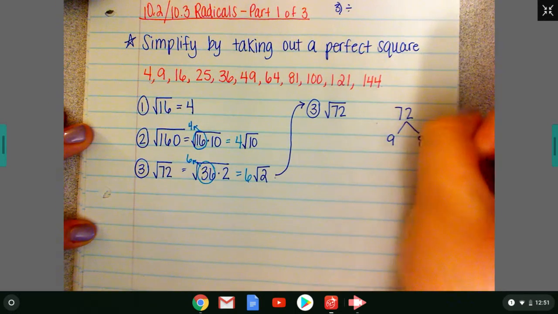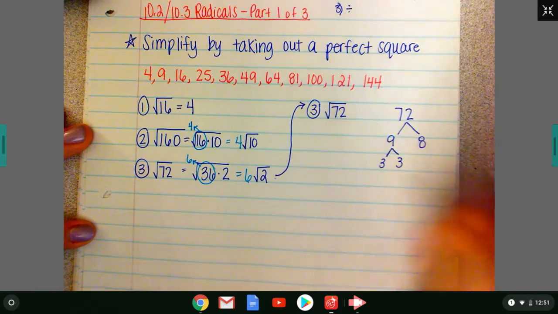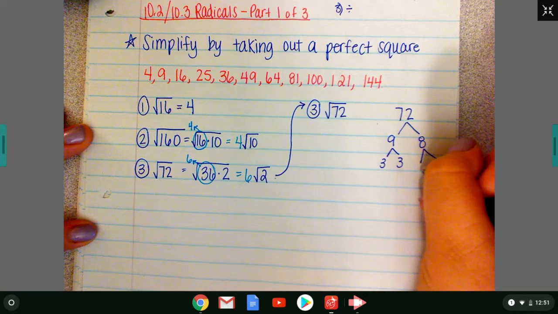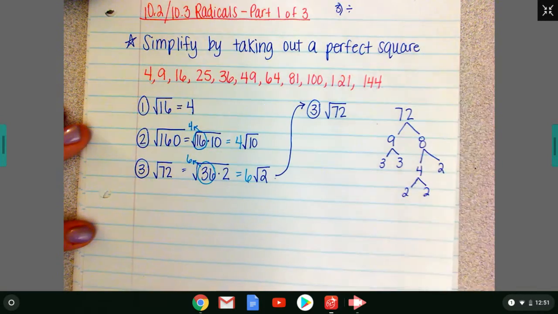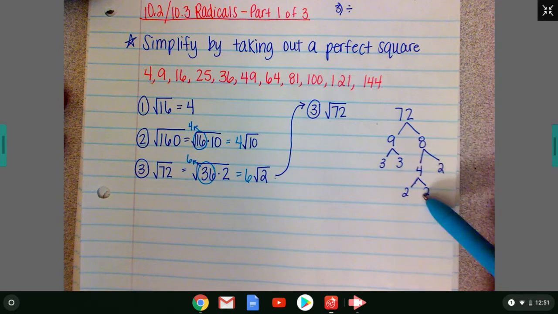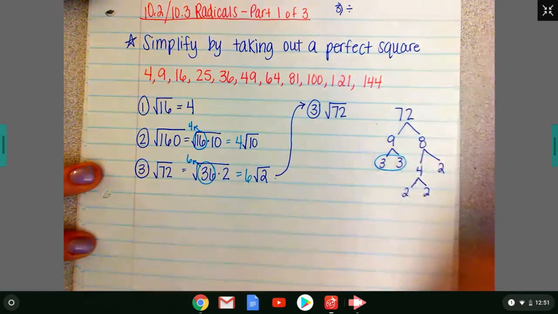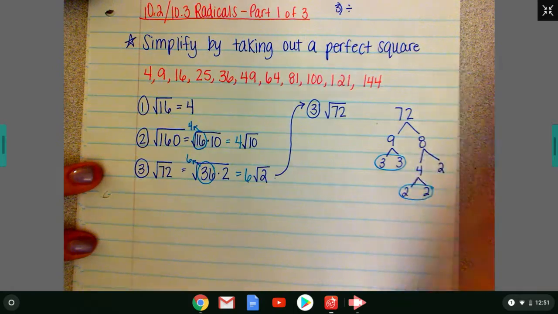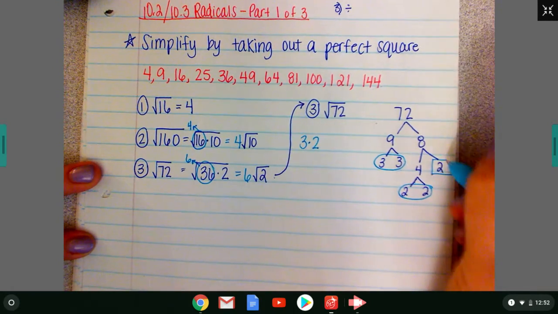And then 9 can get broken down into a 3 and a 3. And 3's can't get broken down any further, they're prime. 8 can get broken down into a 4 and a 2. And then the 4 can get broken down into a 2 and a 2. So if you do this factor tree and you get all the way down to just prime numbers on the outside, then you can take them in pairs. So there's a 3 pair and a 2 pair. So that's a 3 and a 2 on the outside. And then left on the inside is a 2.